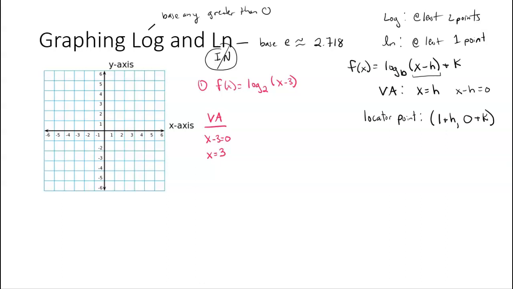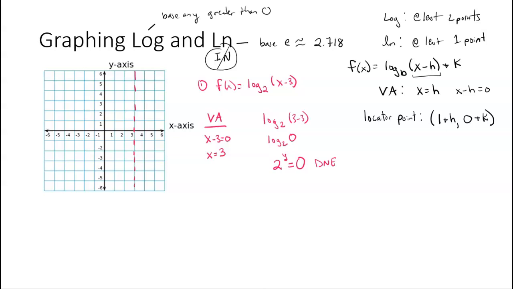That means this is undefined at the number 3. If I plugged it in, log base 2 of 3 minus 3 would give me log base 2 of 0. There is no number I can raise 2 to the power of to get 0, so this is undefined, does not exist. We represent that on our graph as a dashed line. Then we have to decide: are we graphing on the right side, 4, 5, 6, or on the left side, 2, 1, 0, and so forth?